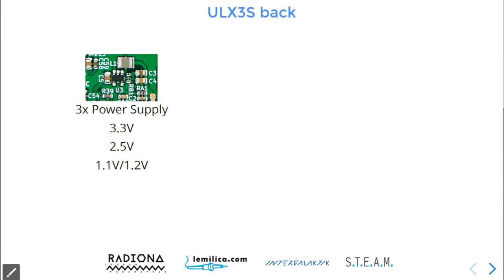On the bottom side, we have 3 power supplies. We are using a Texas Instruments chip that can provide up to 2 amps of current. If we place a UM4G chip, we just need to change one resistor to get 1.2 volts instead of the standard 1.2. It can also be used for overclocking.